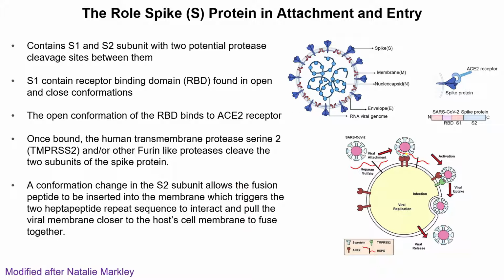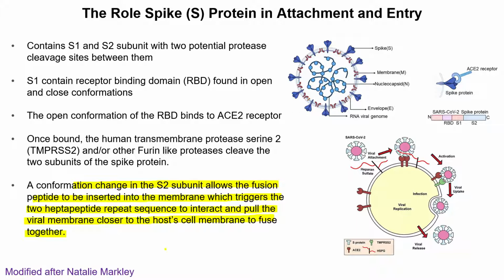After that part is cleaved off, a conformational change in the S2 subunit allows the fusion peptide to be inserted into the membrane, triggers the two heptad repeat sequences to interact, and pulls the viral membrane closer to the cell membrane to fuse them together. That's a perfect definition of how exactly this is happening. So let's take a look.